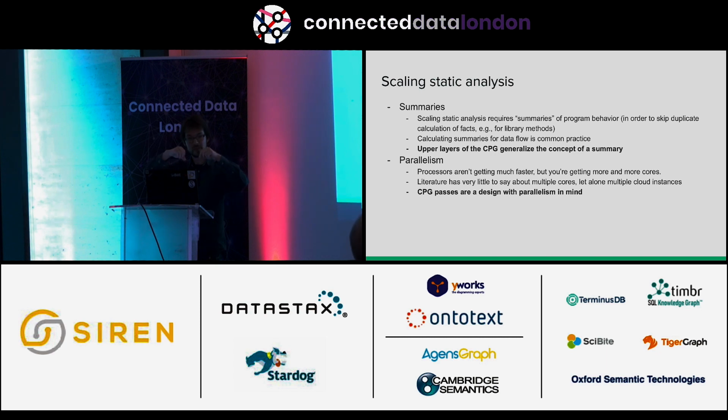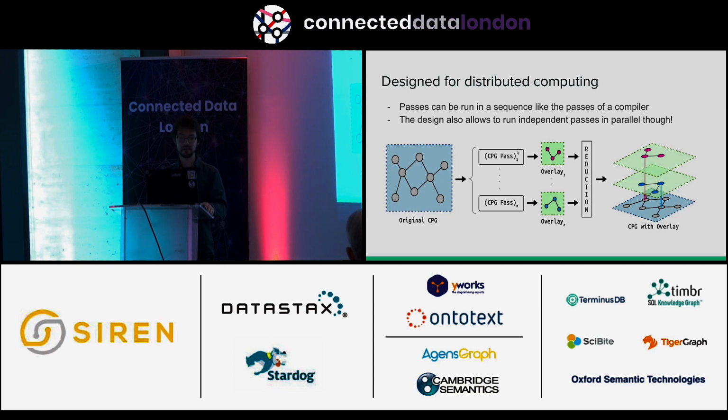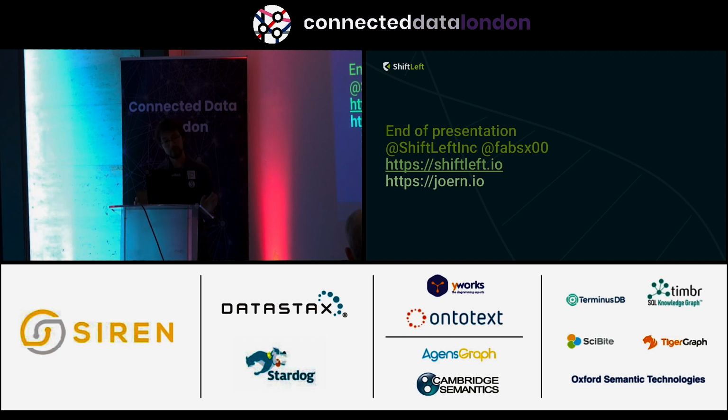And so when we look into the second or third layer, we actually have cached information about what we've calculated before. Now, the second thing that's nice about this whole CPG pass API is parallelism. Processors aren't really getting much faster, we know that, but you can calculate lots of things in parallel today. And the CPG passes are parallel by design. So the way this works is you have your base layer, and then you can execute all of these passes in parallel. Each of them creates an overlay, and then there's a reduction step, and that's when you get these CPGs with overlays. So we do a lot of parallel computation here to make things scale better as well. Yeah, and with that, I'm done, and I'm happy to take questions.